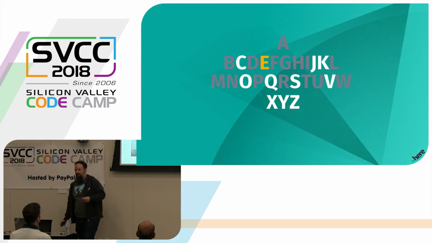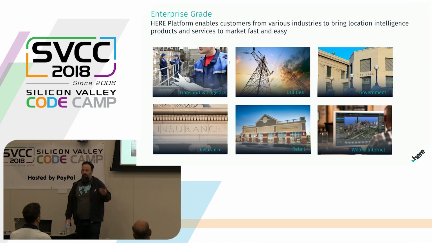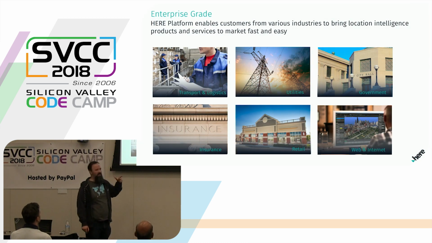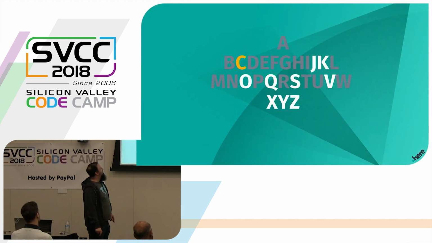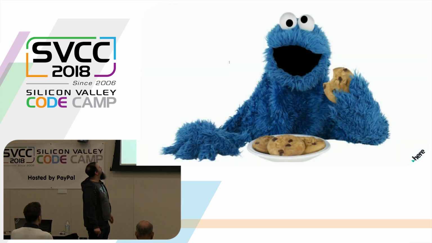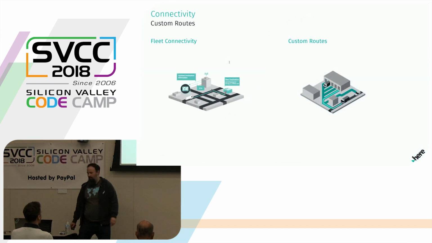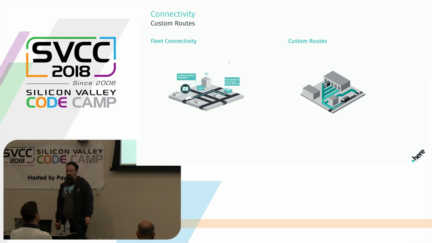E, enterprise grade. So there are a lot of enterprises that use a lot of these services. So again, I've sort of touched on transport and logistics, utilities, government, insurance, retail, web and internet. So lots of different use cases. And then C is for connectivity. So again, still under the custom routes, fleet connectivity, being able to know where you are, where you're going, and some of those sort of customizations.